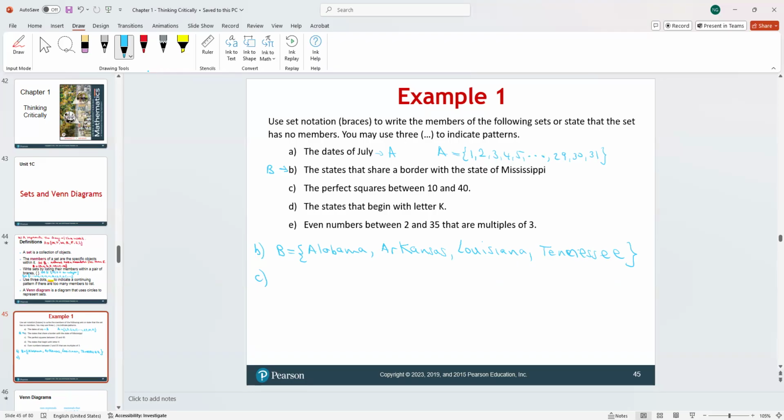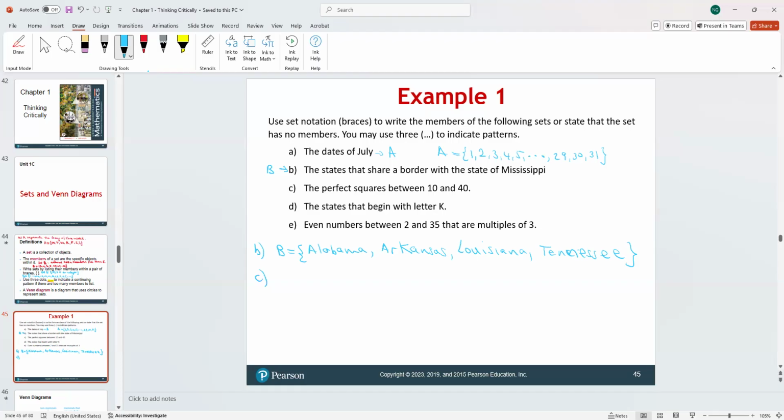Even if you do not know math, if they ask you the names of the states that share a border with the state of Mississippi, it's not math. It's things that you need to learn, especially geography and history, that will help you.